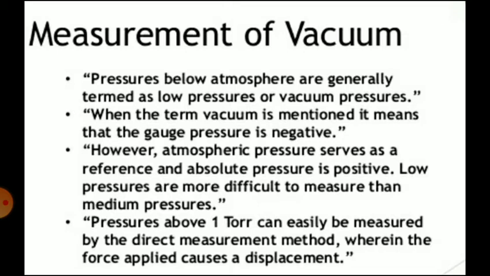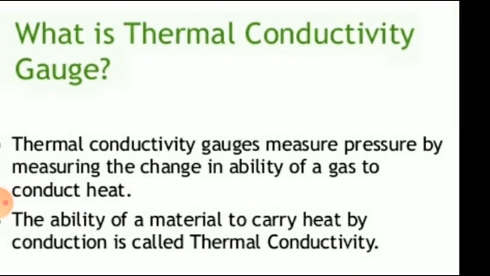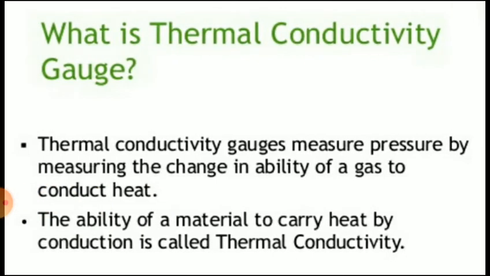Indirect or inferential methods for pressure measurement are used in situations where it is possible to use a phenomenon or property which is pressure dependent. The phenomenon or the property to be used must be sensitive to changes in pressure in the range selected. So this is regarding the methods that are used for the measurement of low pressure. Now we will discuss thermal conductivity gauges.